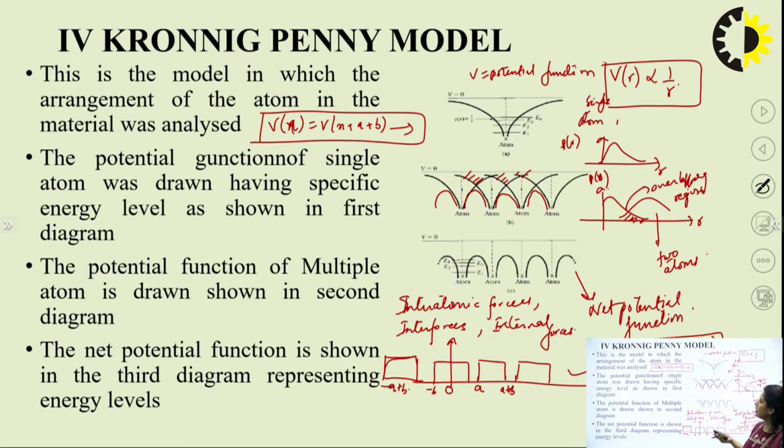So this is called the Kronig Penney model. With the help of this Kronig Penney model, we can easily analyze the applications of our Schrodinger wave equations.